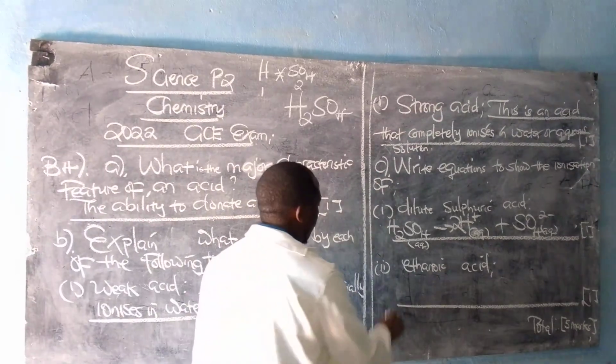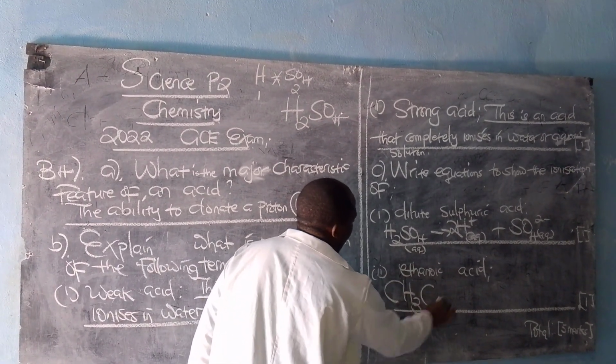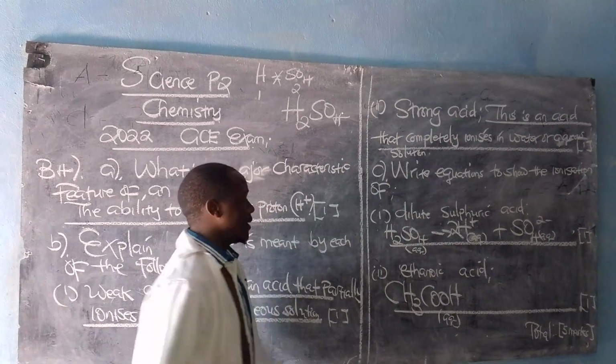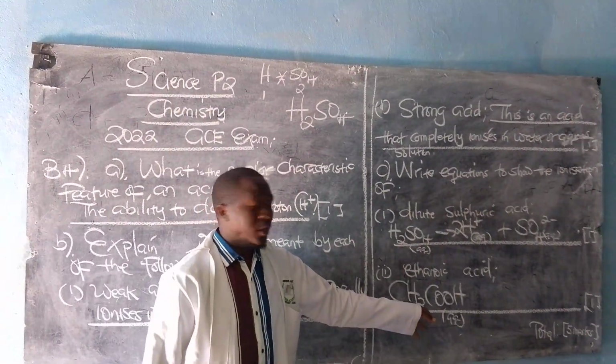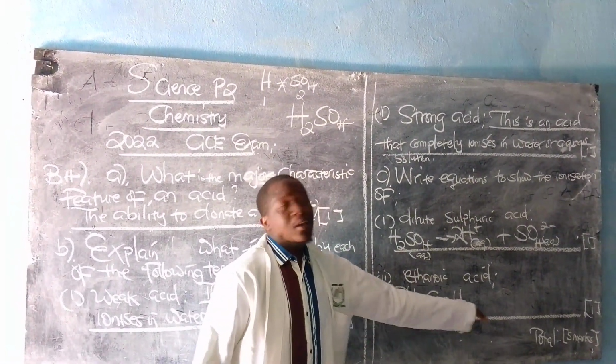Ethanoic acid. When we want to write ethanoic acid, it has a chemical formula of CH3COOH. This is going to be in aqueous. So this is the formula for ethanoic acid. Remember, this is a functional group of COOH.